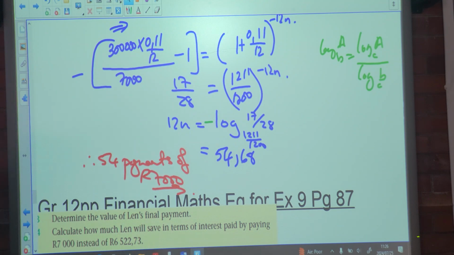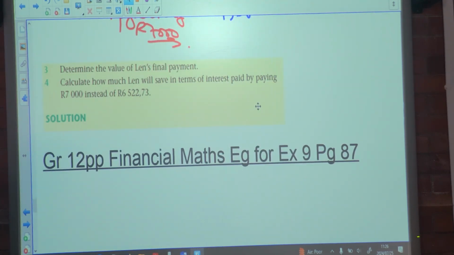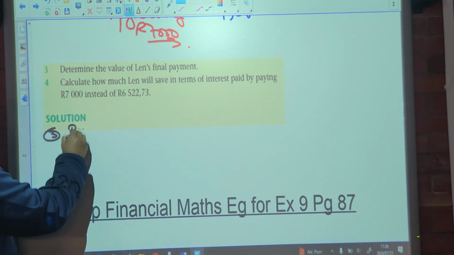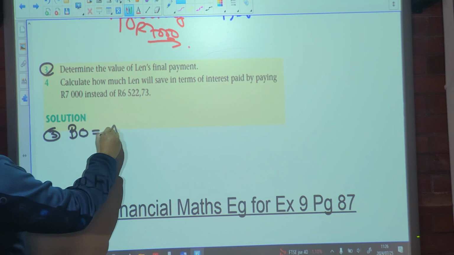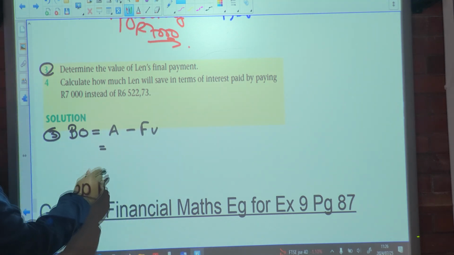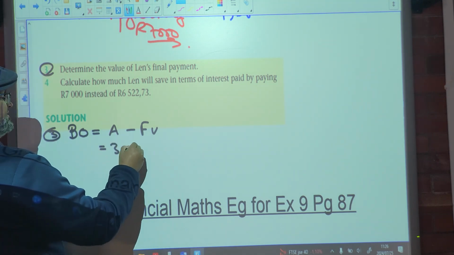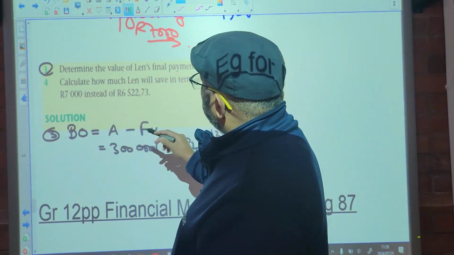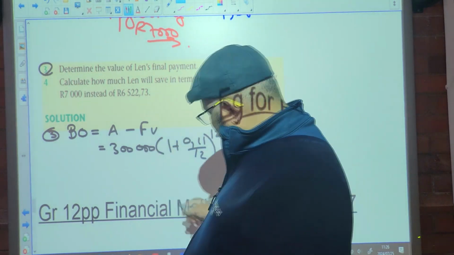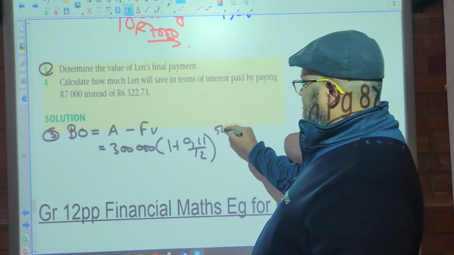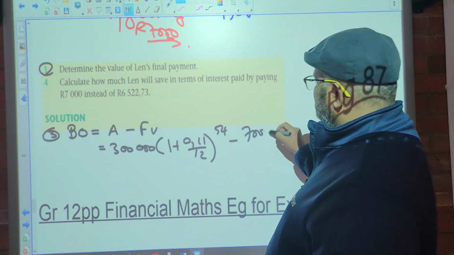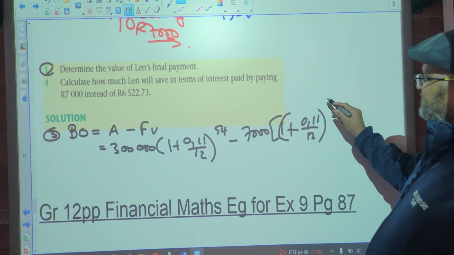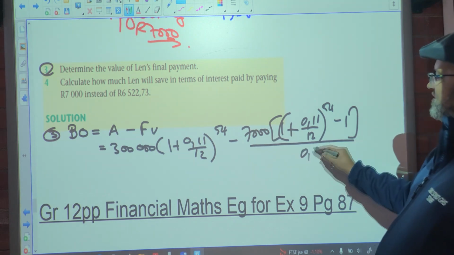You guys understand? Right. So the next question says, determine the value of Len's final payment. Okay, so his final payment, we must work out the balance outstanding. Not so. How do you calculate balance outstanding? A minus FB. So what was the loan amount? 300,000, into 1 plus 0.11, 11% compounded monthly. And this is for how many payments? That's 54 payments. There's 54 over 12, which gives you 54. Minus FB, which is X, 7,000 rand, into 1 plus 0.11 over 12 to the exponent 12 times 54 over 12, which is 54, minus 1. And this is all over 0.11 over 12.